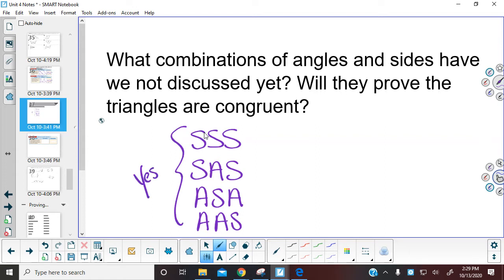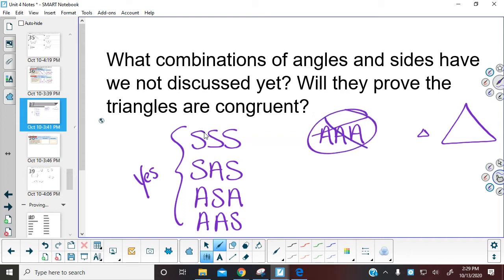The ones that we have not done, angle, angle, angle. Now, if you think about an equilateral triangle, all of those angles in an equilateral triangle are 60 degrees. You could have a teeny tiny equilateral triangle, all 60-degree angles, and a huge equilateral triangle, again, all 60-degree angles, and those 2 triangles are not congruent, because they're not the same size, and to be congruent, they have to be the same size and the same shape. So this one is a no-go. We're never going to use angle, angle, angle to prove triangles are congruent.